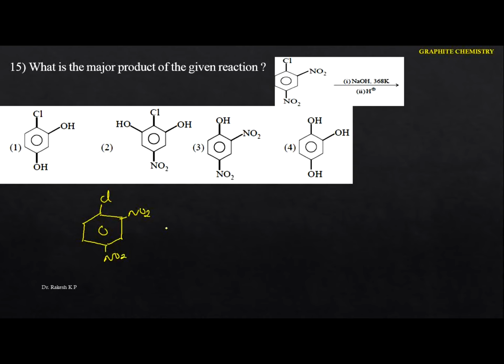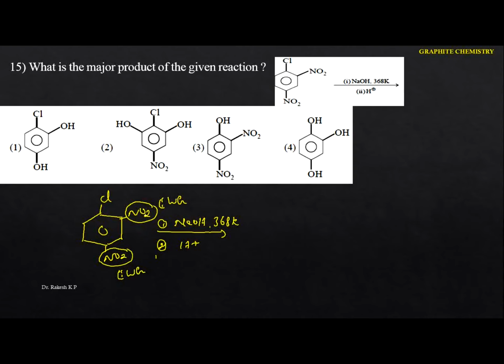But see the next conditions they have given here. The first one is NaOH, the temperature is 368 Kelvin, followed by acidification. So just identify this one here. Normally aryl halides are less reactive towards the nucleophilic substitution reaction. But when you introduce an electron withdrawing group, you just identify this: the nitro group acts as an electron withdrawing group. When you introduce the electron withdrawing group, the nucleophilic substitution reaction increases.